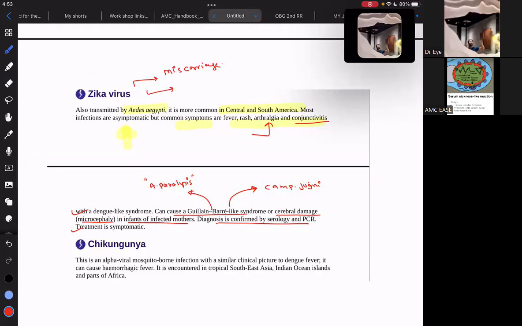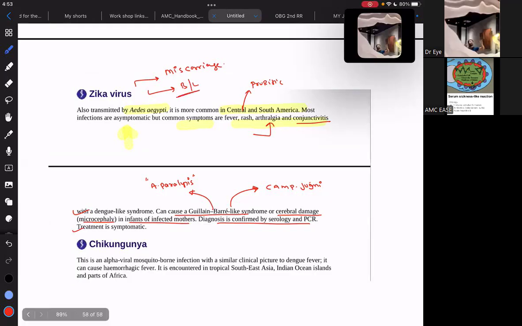The patient can have a rash, which is pruritic. It's worth remembering the patient can have bilateral non-purulent conjunctival infection. Please remember this.